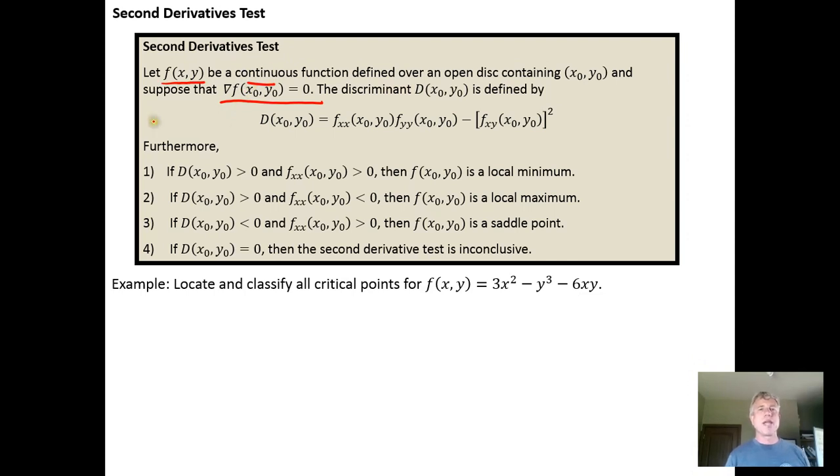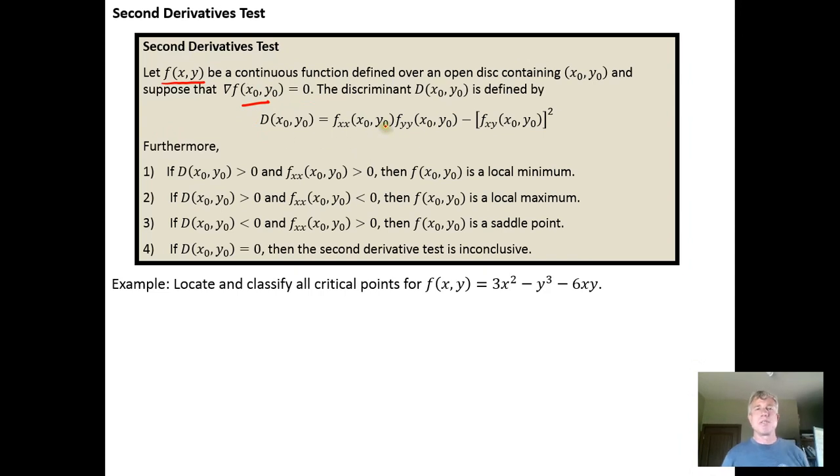And remember, the gradient of f is just a vector formed by the partial derivatives of f. So if we're saying that the gradient is equal to 0, that's telling us that the partial derivatives are equal to 0 at a critical point x naught, y naught. So we could also just have said, suppose the partial derivative with respect to x is equal to 0 and the partial derivative with respect to y is equal to 0 at a point x naught, y naught.